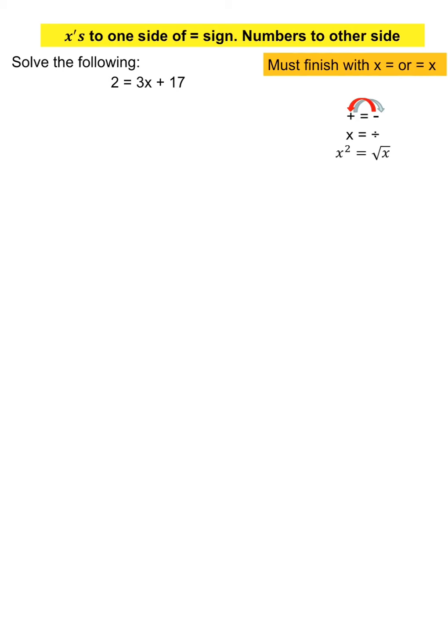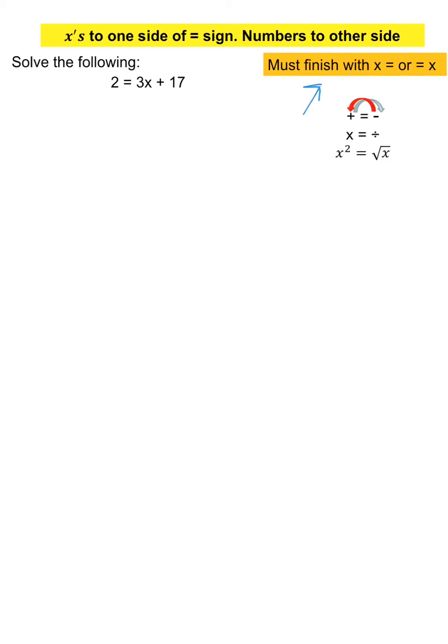Okay, I'm just going to go through one other type now. So if you look at the orange box over here, you have to finish with x equals a number, or a number equal to x. And so far it's always been x equal to a number. But if we have a question like this, we can do it slightly different.